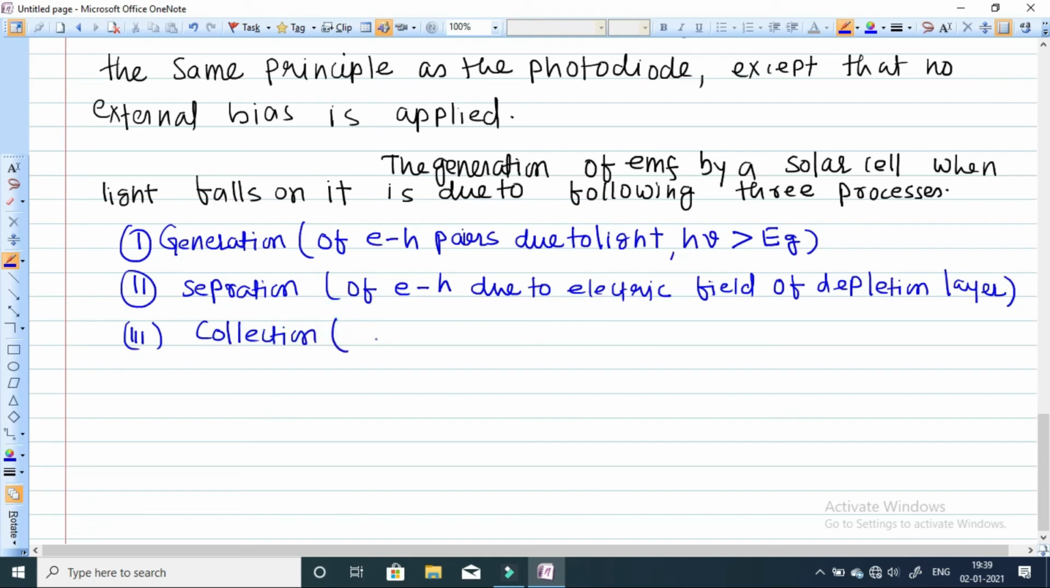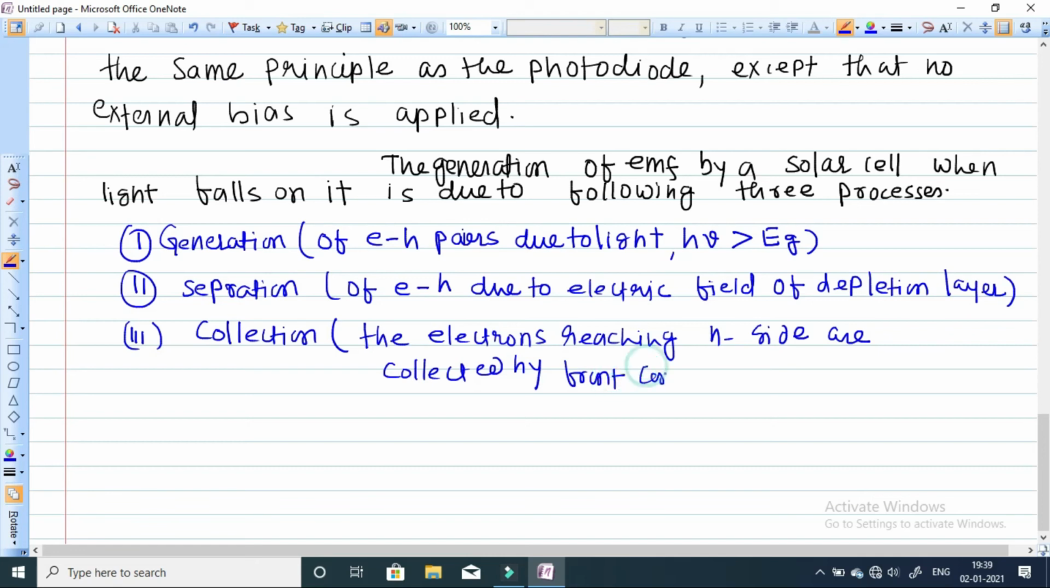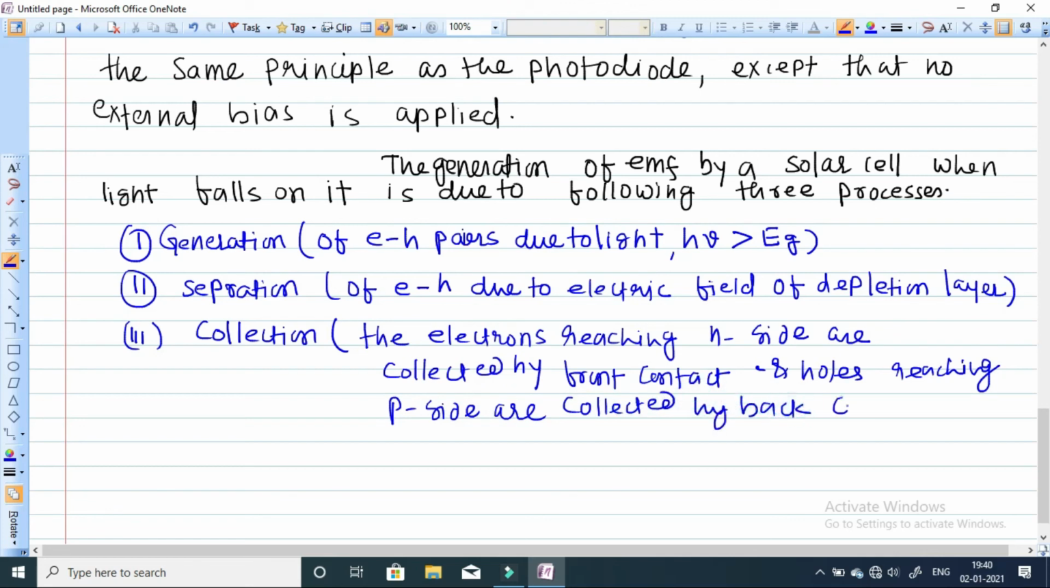The electrons reaching the N side of the PN junction are collected by the front contact. I will explain what the front contact is. And holes reaching the P side are collected by the back contact.